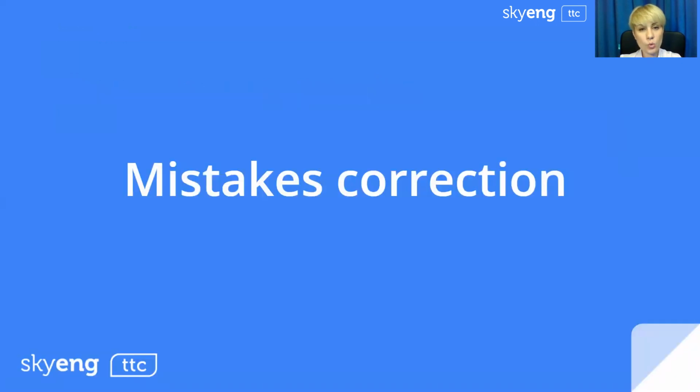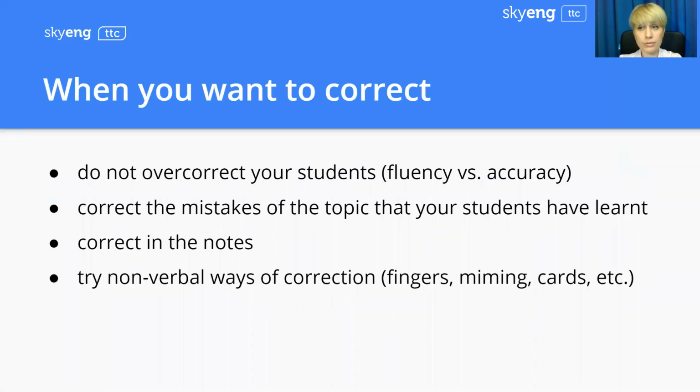Let's move further, and here we talk about mistakes correction. When we want to correct our student, please remember that there are, in general, two types of speaking, for fluency and for accuracy. So if the student is talking for fluency, please don't interrupt him, because the point is to make our students speak. The best strategy here that we can apply is to type the mistakes in the private notes, and then when the student finishes his talk, we can show these mistakes to him and ask, do you think this phrase is correct? Do we use this tense in this sentence?